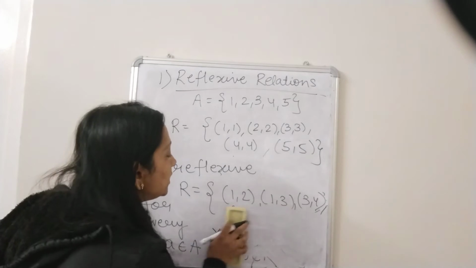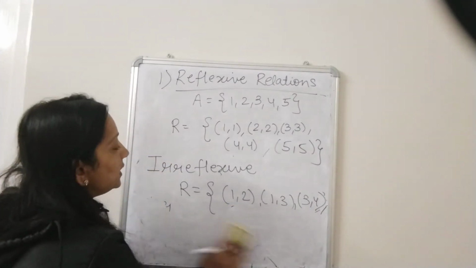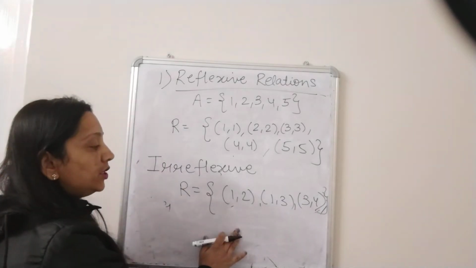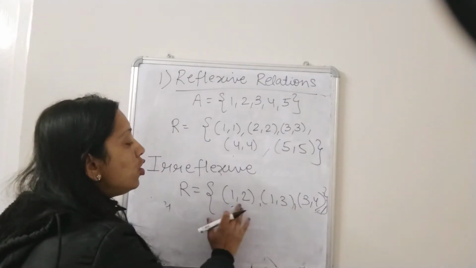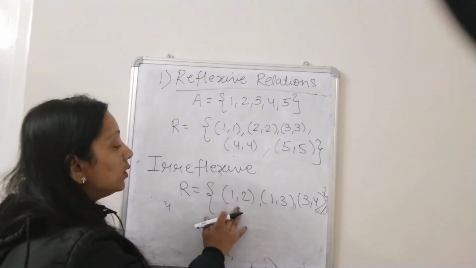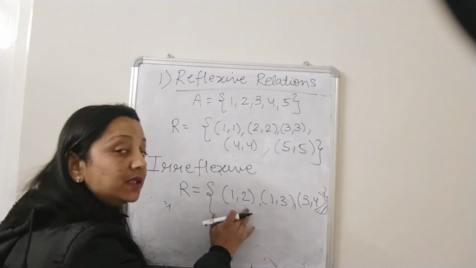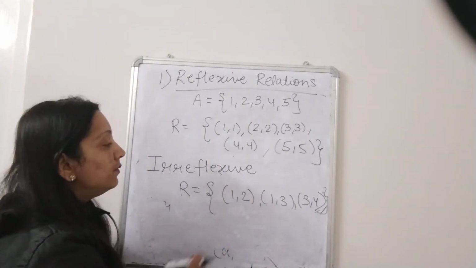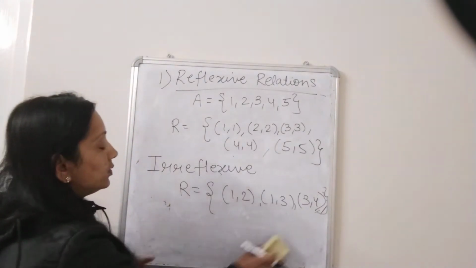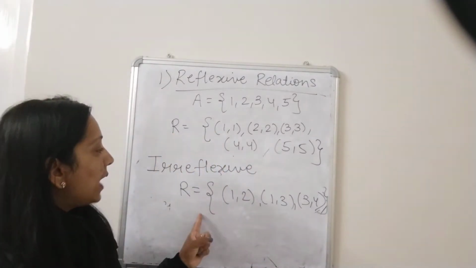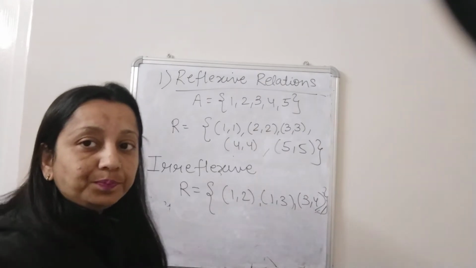But if I remove this (3, 3), then I can clearly see that this is an irreflexive relation because in (1, 2), (1, 3), (3, 4), no element in the ordered pair is the same. So you do not have an ordered pair having the same elements. So this can be an irreflexive relation. So, a reflexive relation and an irreflexive relation.